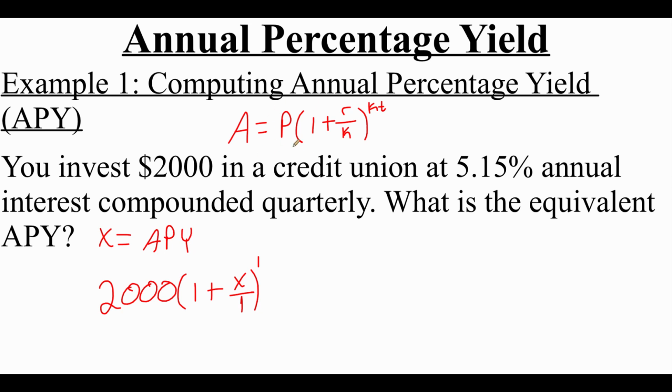Now we're comparing that to this example where we've got 5.15% and we're compounding that quarterly. So if we were to plug things into our compound interest formula looking at that, then we would have the 2,000 times 1 plus our 0.0515 over 4 raised to the power of 4. And again, the time, we're just looking at one specific year, so that t value would be 1. Now what we're looking for is where these two pieces are equal to each other.